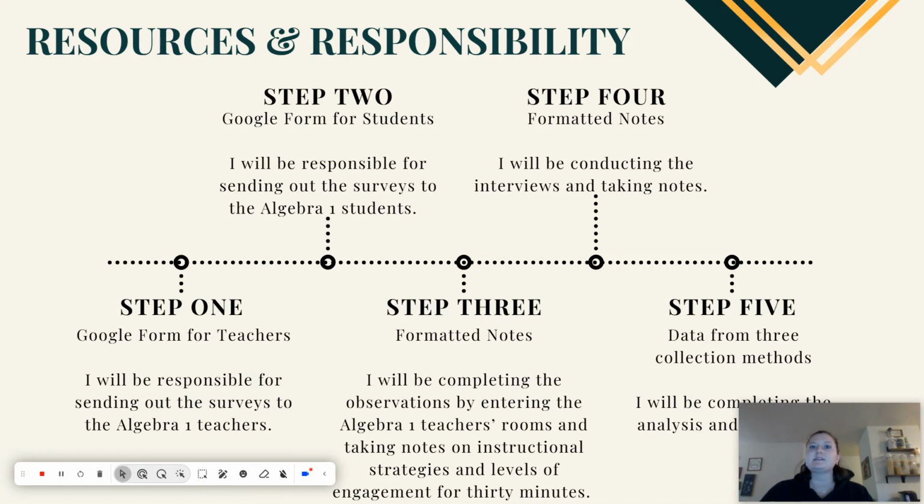Step 5 is utilizing the data from all 3 collection methods, which include surveys, observations, and interviews for a mixed method study, and I will be completing the analysis and summary from there.